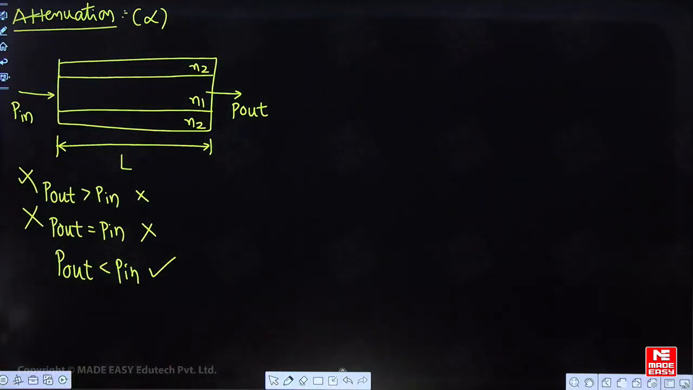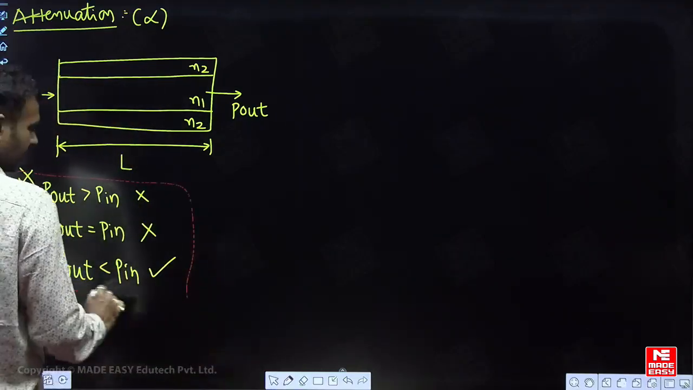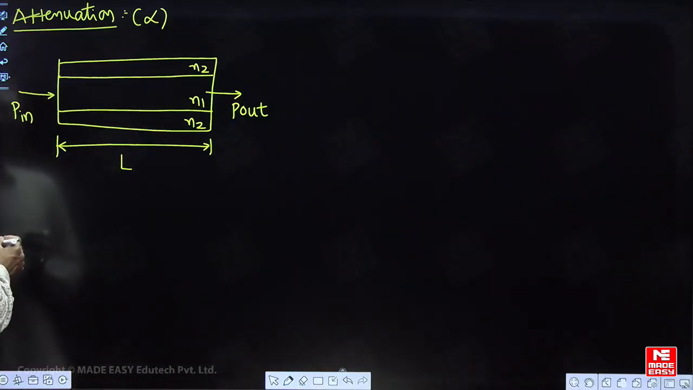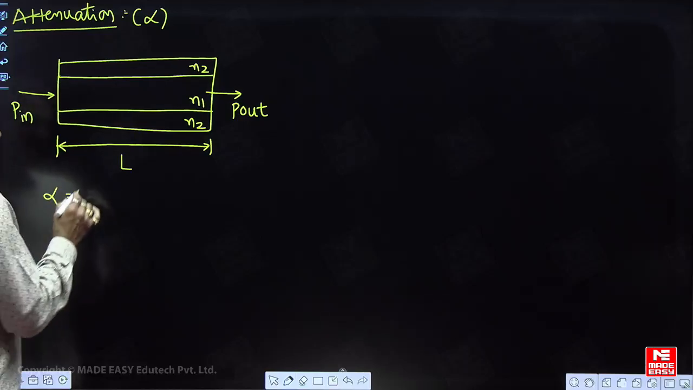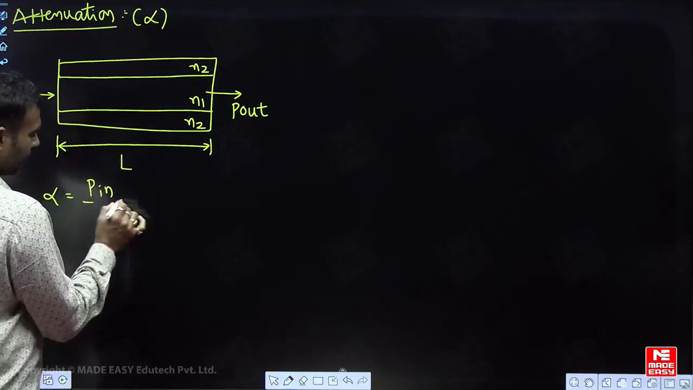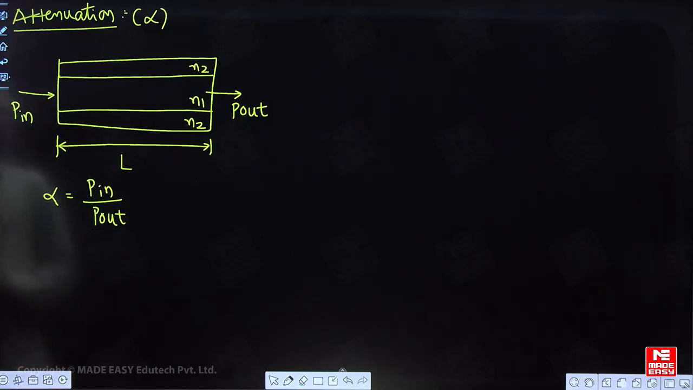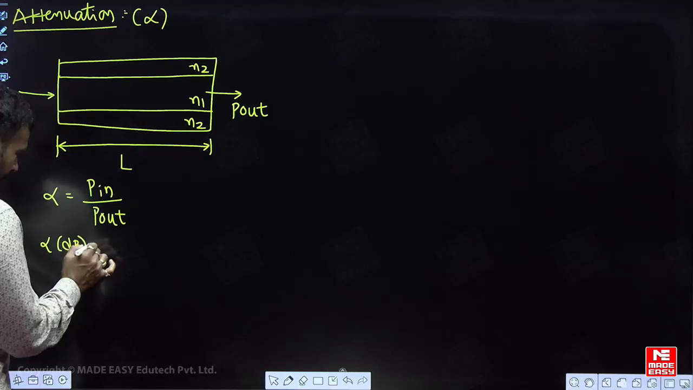Now please see here, all of you, talking about attenuation. This is the first thing that you must observe clearly. P out is always less than P in. So we write alpha. Alpha is given as input power divided by output power, which is called loss. Alpha is always represented in terms of dB.